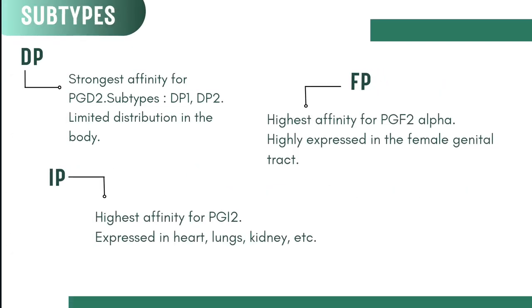These are the subtypes of prostanoid receptors as shown. First one is DP, which has strongest affinity for PGD2. Its subtypes are DP1 and DP2. Second one is FP, which has highest affinity for PGF2 alpha. It is highly expressed in the female genital tract. Next we have IP. It has highest affinity for PGI2 and expressed in heart, lungs, kidney, etc.